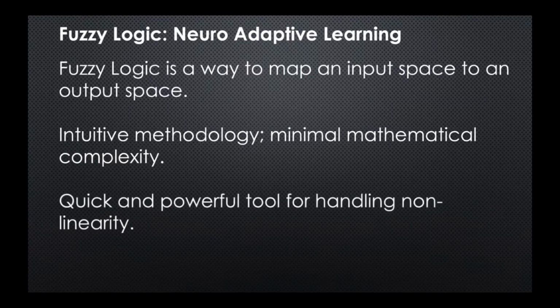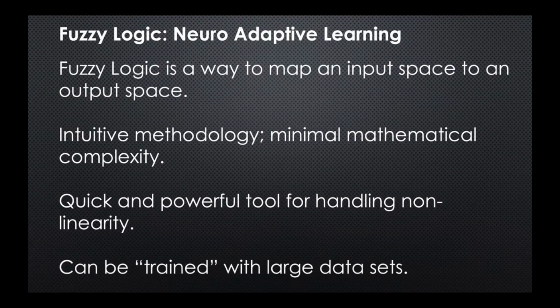It's quick, it's powerful for handling nonlinearity. It's scalable. You can make the systems as complex as you need to, but in essence, it's a fairly simple tool set to work with. And you can train certain systems that you make with fuzzy logic methodology with large data sets. You have a lot of control over what you're doing. So it's a really great scalable system, and if you're unfamiliar with fuzzy logic, or if you're interested in how you can use it to identify systems and solve problems, then it's definitely worth reading up on. And I'll share a link to some good useful text at the end.